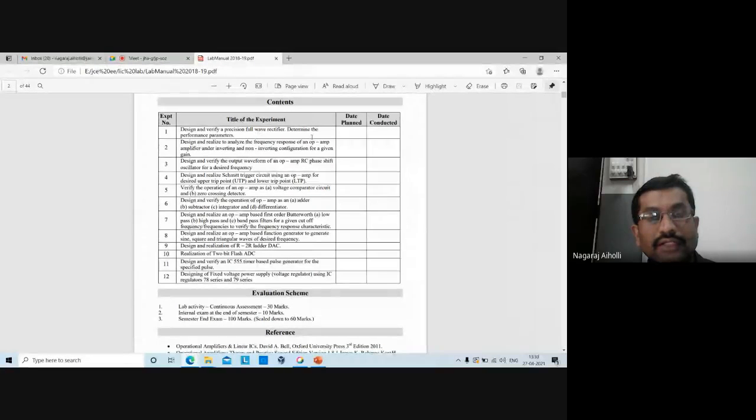Then we are also finding the voltage regulation. That is V no load minus V full load divided by V no load into 100. Is it not? That is the percentage voltage regulation. Okay. So these are the three performance parameters that we will be finding out for this circuit.